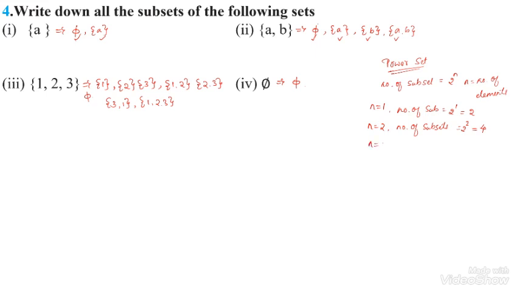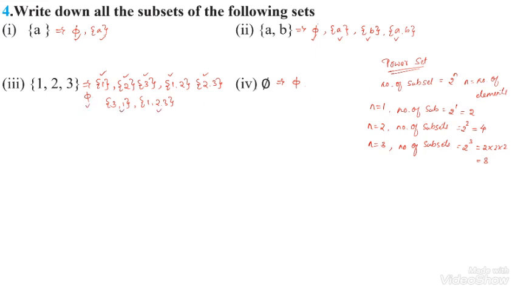Let me check another one. If n is equal to 3, meaning the number of elements in the set is 3, then the number of subsets is 2 to the power 3. 2 to the power 3 means we have to multiply 2 three times. 2 twos are 4, 4 twos are 8. That is 2 into 2 into 2, which becomes 8. Now here, the set containing 3 elements has 1, 2, 3, 4, 5, 6, 7, 8 subsets.